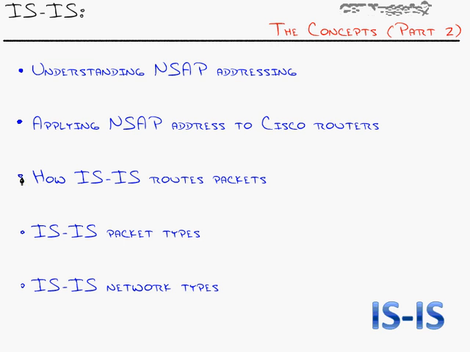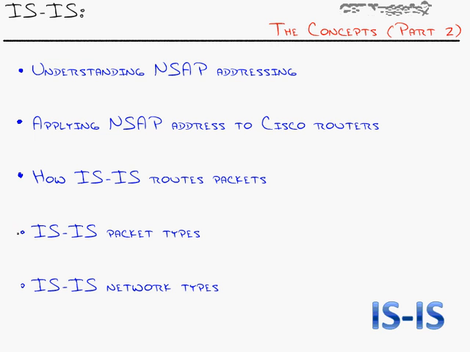We saw how ISIS routes packets. That was where if you're a level 1 router and you get a packet for a network in another area, don't pass go, don't collect 200, you immediately find the closest level 2 router, level 1/level 2 router. So we talked about how those packets are routed.